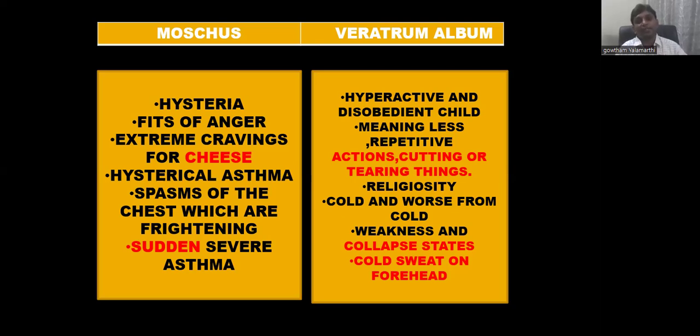Meaningless repetitive behaviors, actions, cutting or tearing things, religiosity, cold and worse from cold, weakness and collapse states, cold sweat on forehead. For prescribing Veratrum, in a collapsed state, there must be cold sweat on the forehead. And Veratrum, I had prescribed in a case of a priest. Suddenly he would have syncope, where he would have a lot of sweat, and that sweat would be very cold, and he would suffer with that a lot.